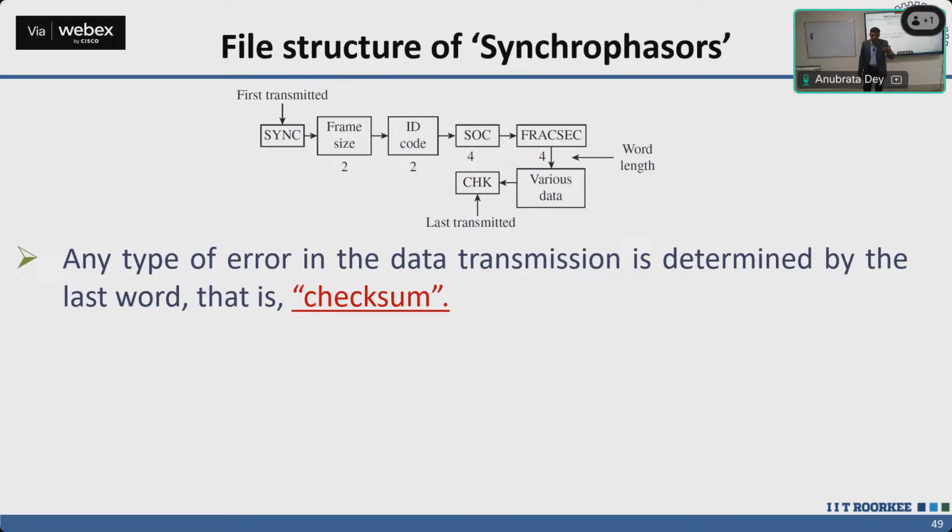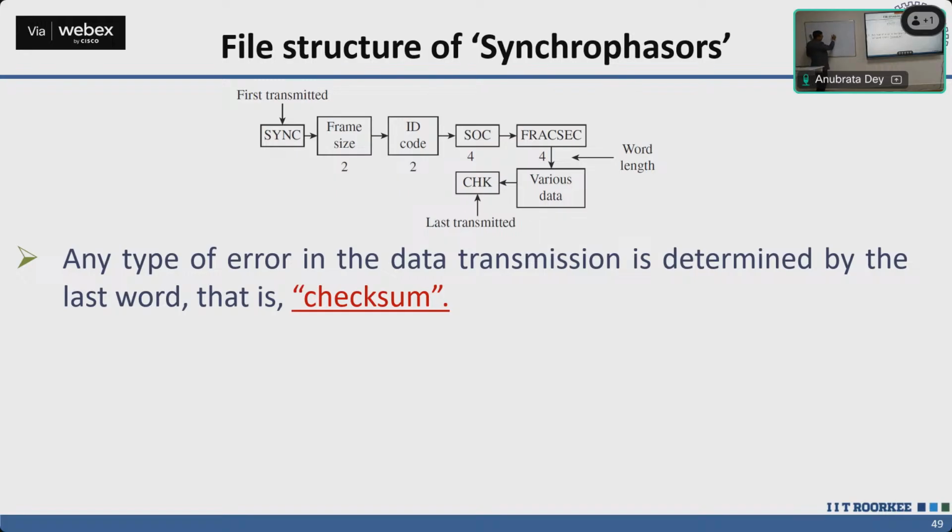Checksum is just to avoid any error in sending the data by PMU to the PDC. The simplest example of a checksum is this: let's say you have one cycle of continuous data, like this. So you are taking data at different instances. This is time and this is the magnitude, magnitude of any quantity, voltage or current.